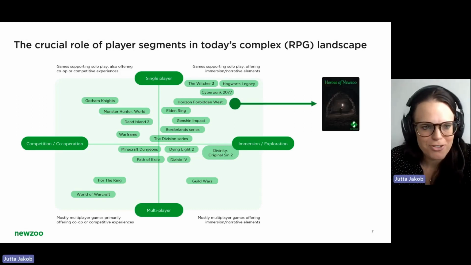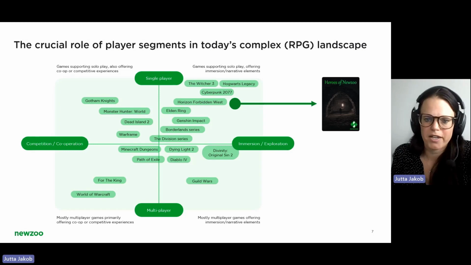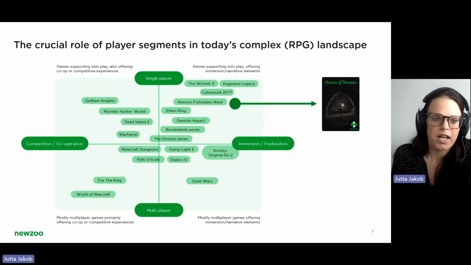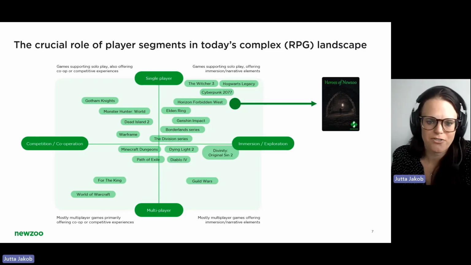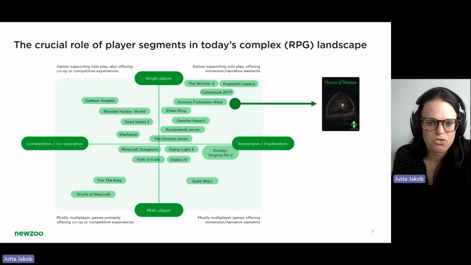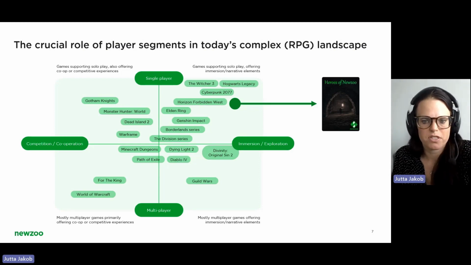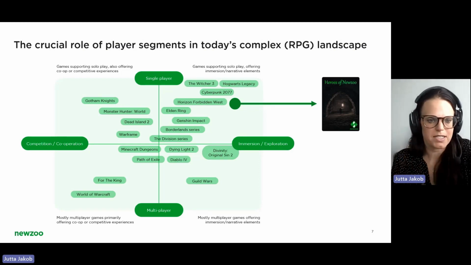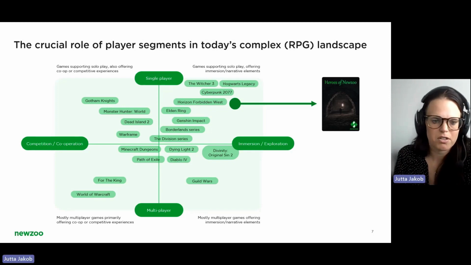Let's take our example for today, Heroes of Newzoo, which we are planning to release on PC and console. This game is all about immersing players in an incredible narrative experience for single-player RPG enthusiasts. Just like other popular titles, Hogwarts Legacy, The Witcher, Elden Ring, and so on. It is very important that we evaluate where our game, Heroes of Newzoo, fits in and understand player preferences and motivation within this space. This is crucial because we want to attract as many players as possible.